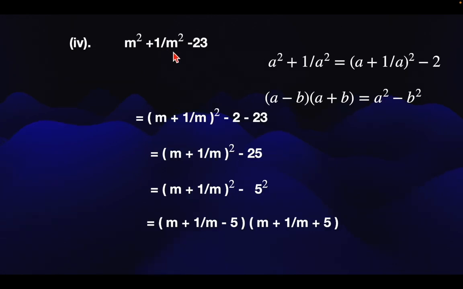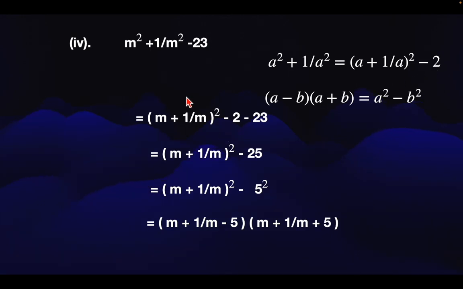m square plus 1 upon m square minus 23. So we are going to use this identity here. When we apply this identity, there will be a minus 2, and minus 2 minus 23 is minus 25. That is also a perfect square. So this will be a correct identity to use.